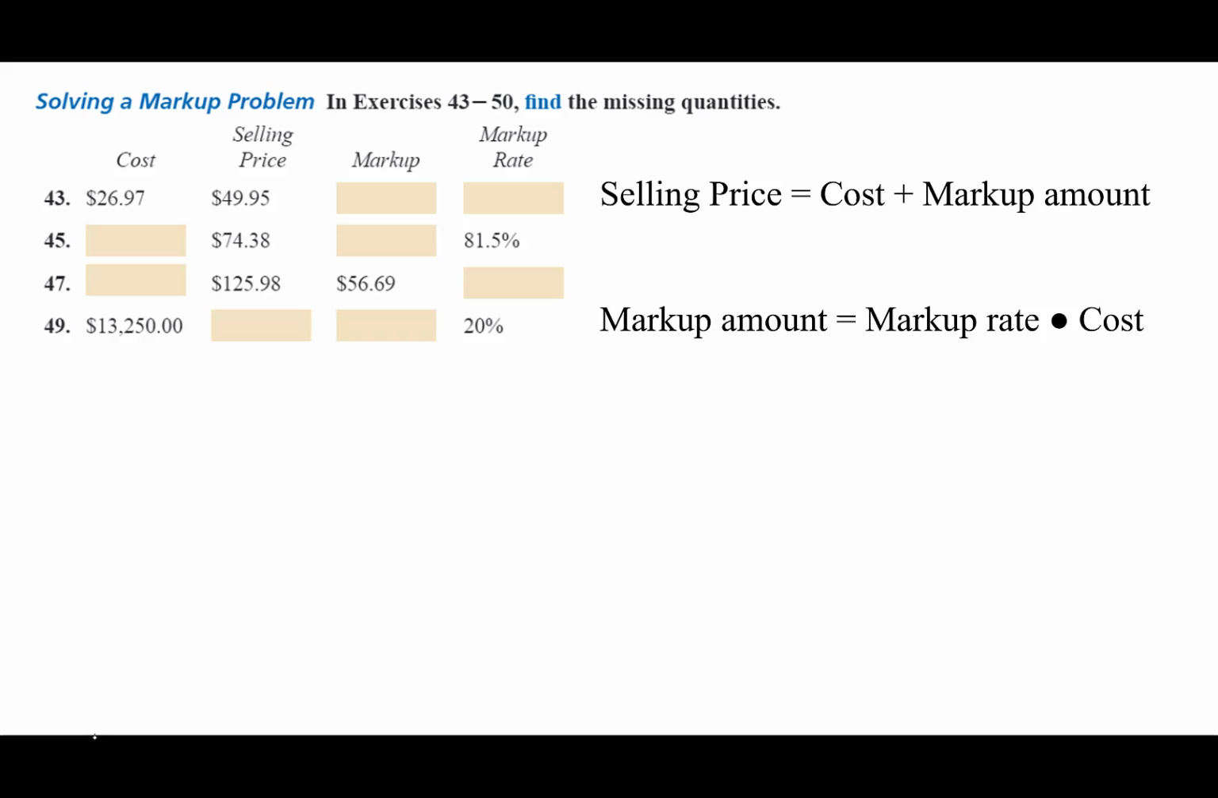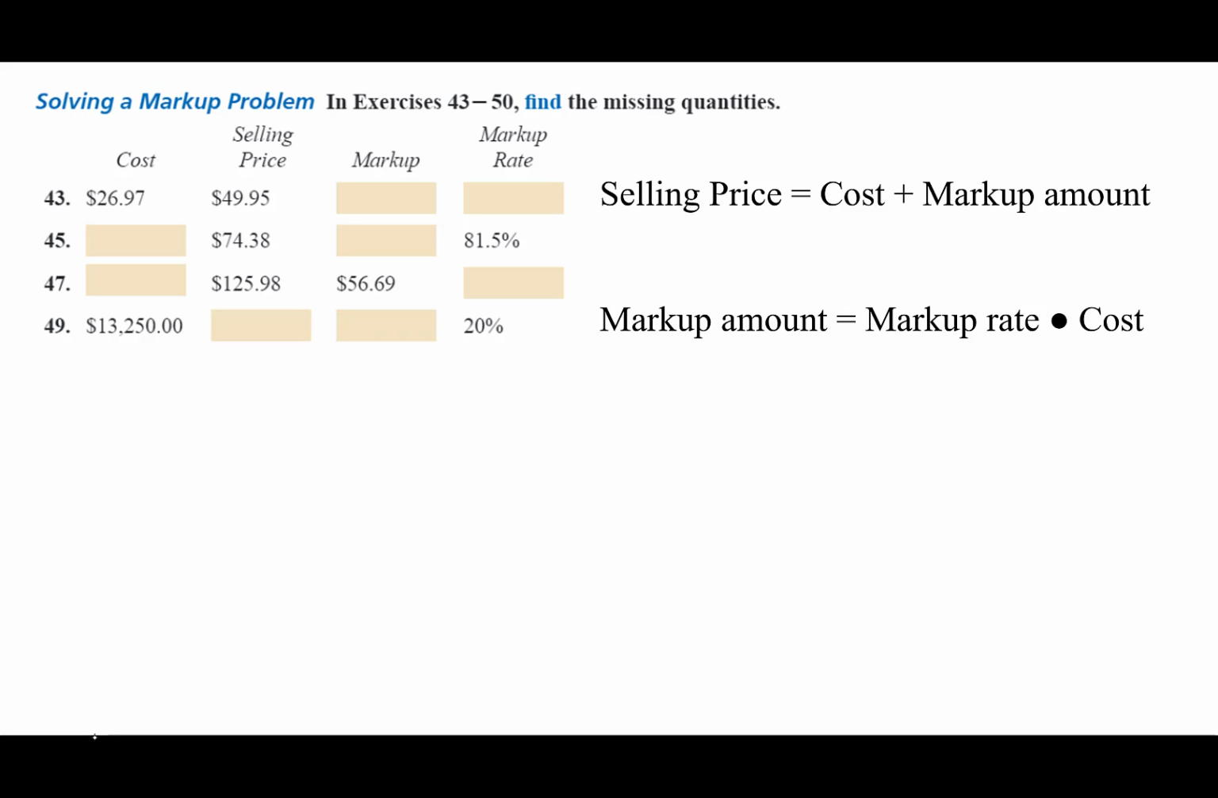Here's the difference between the two. Just the markup is the dollar amount of the difference between the selling price and the cost from the manufacturer. So markup is a dollar amount. Markup rate is a percentage of how much you marked up the item from the original cost. I'm going to show you these four problems. For each of these questions, you're given two quantities, and you have to find the other two.